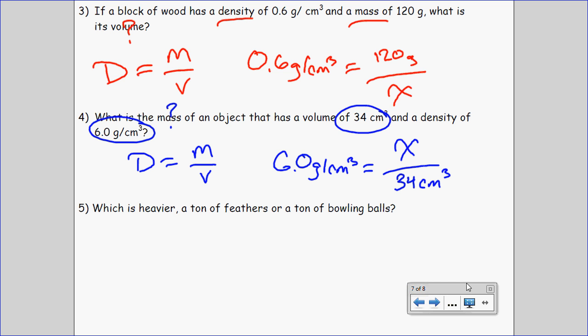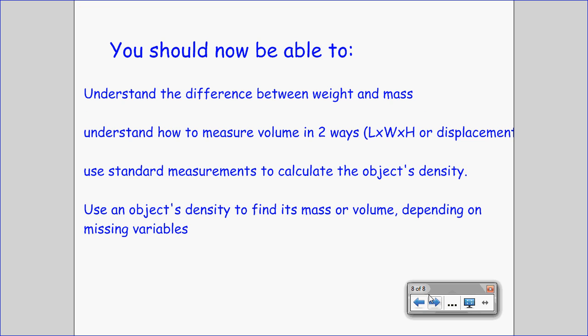All right, so that rounds up this lesson. Now you should be able to understand how weight and mass are not the same thing. You understand there are 2 ways to measure volume: length times width times height for a regular object, and displacement for those funky, weird-shaped objects that don't have straight sides. You can use the object's mass and volume to calculate density. D equals M over V. And now you can use the object's density to find its mass or volume depending on what's missing, because it's, again, a straight plug and chug algebra question.